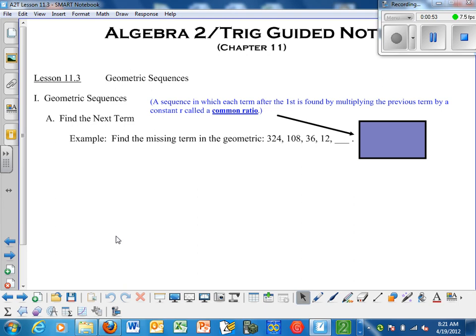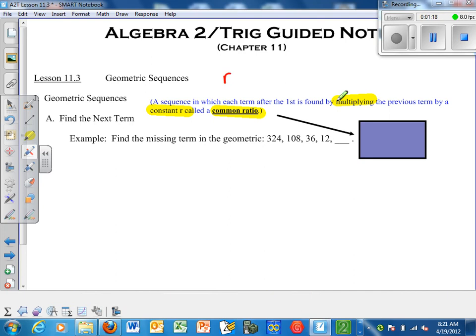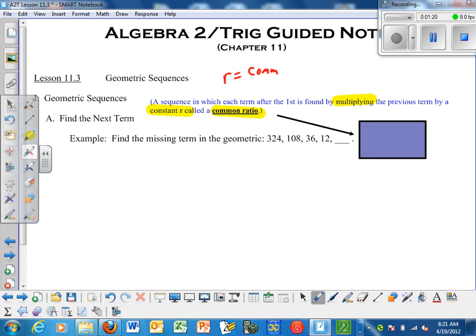Geometric sequence. And you need to write down the definition that I have in blue here. It's a sequence in which each term after the first is found by multiplying, so this is key, the previous term by a constant r. We use the variable r, which is called the common ratio. So r is the common ratio in geometric sequences. Okay, it's what we multiply by to get from term to term.